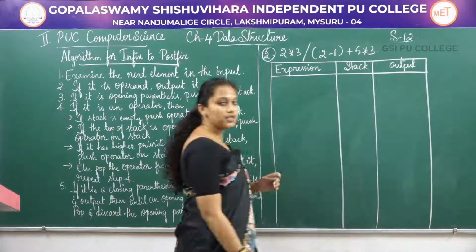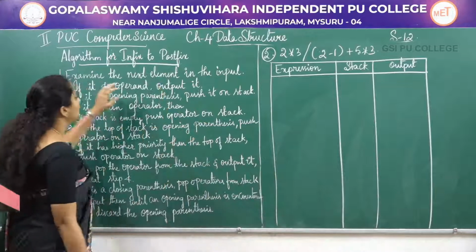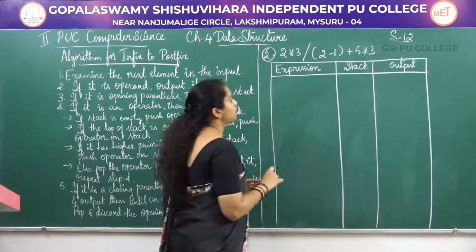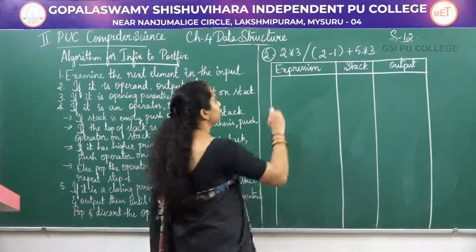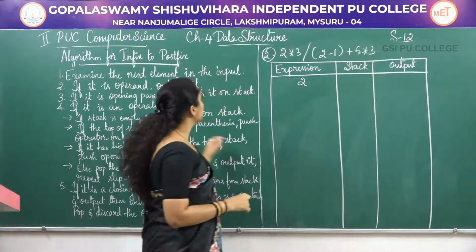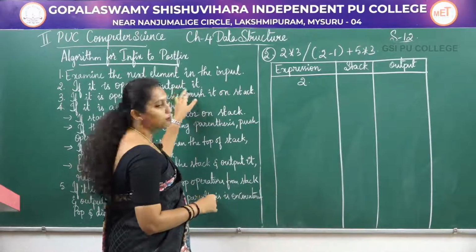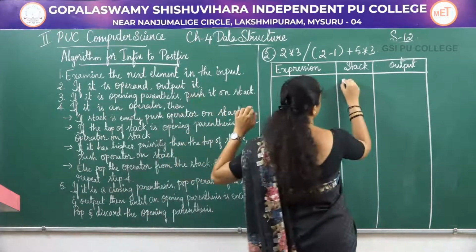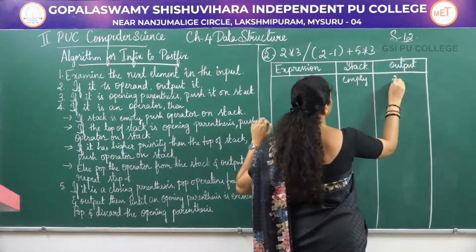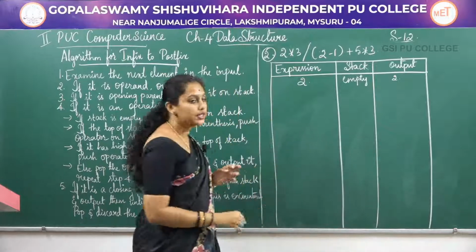The first step is we have to examine the element in the input. So what is the first input? The first input is an operand. So 2 is an operand, hence we are going to output it. Here the stack is empty. The output is 2.